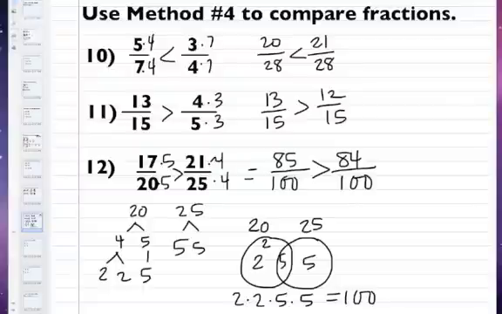You'll notice in problem 11 I didn't need to change 13/15 to any equivalent fraction because I could make fifths equivalent to 15ths. And in number 12, I chose to use what's called the least common denominator. It's finding the least common multiple of 20 and 25, which in this case is 100. I did that because it makes a little friendlier multiplication than trying to multiply 25 times 17 and 21 times 20 and 20 times 25 to find a larger denominator.